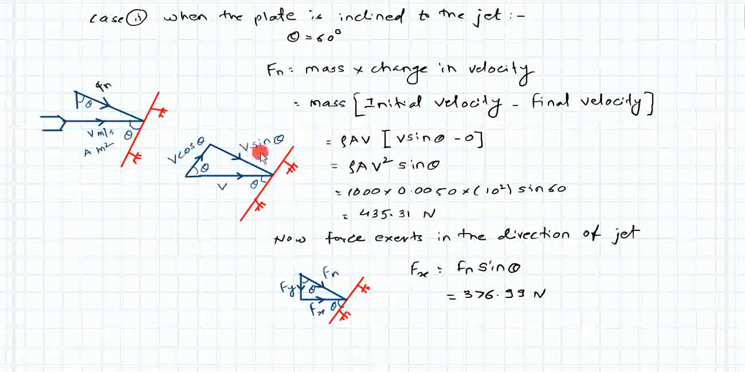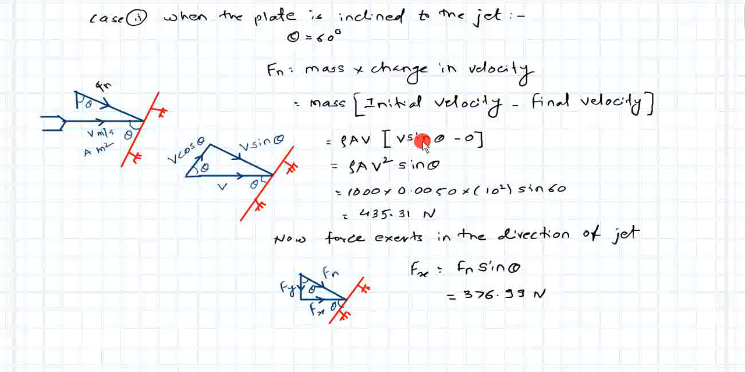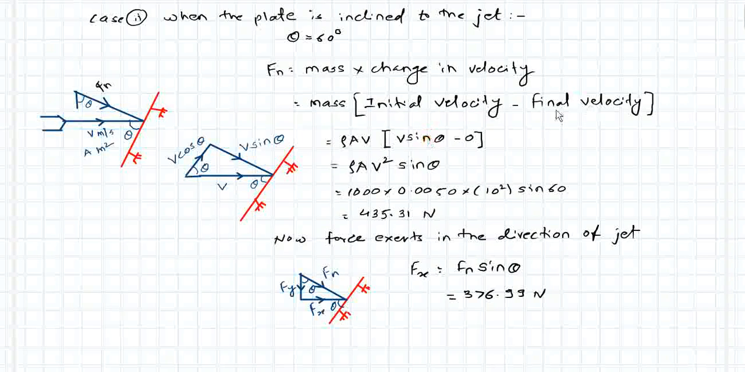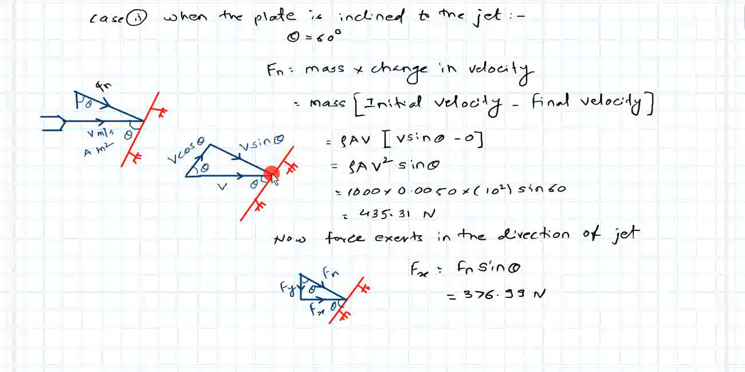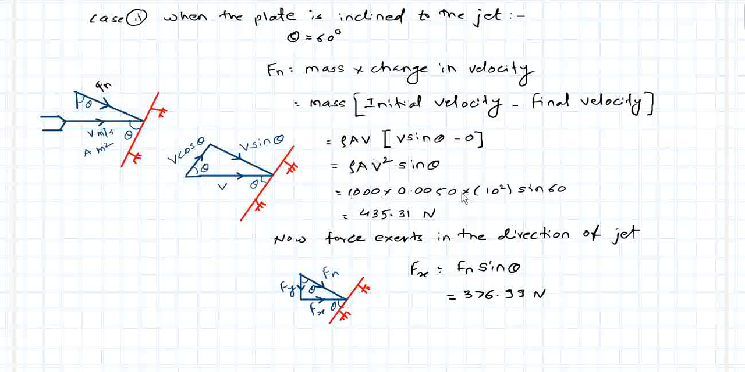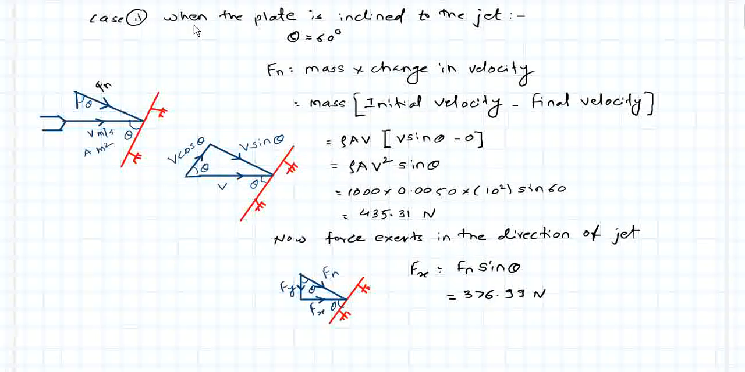So v sin theta is the initial velocity, or we can say the velocity of jet before striking the plate. So we put here v sin theta. Final velocity, velocity of jet after striking the plate is 0. So we solve, we get rho a v square sin theta. Put the respective value, we get the answer Fn is equal to 435.31 Newton. For the same case, we have calculated the force exerted in the direction of the jet.